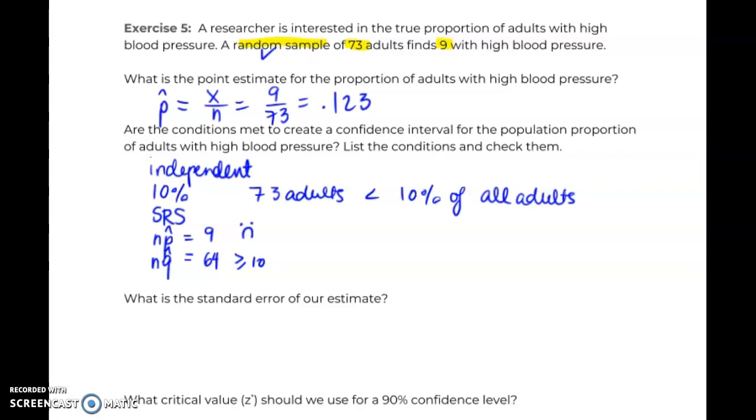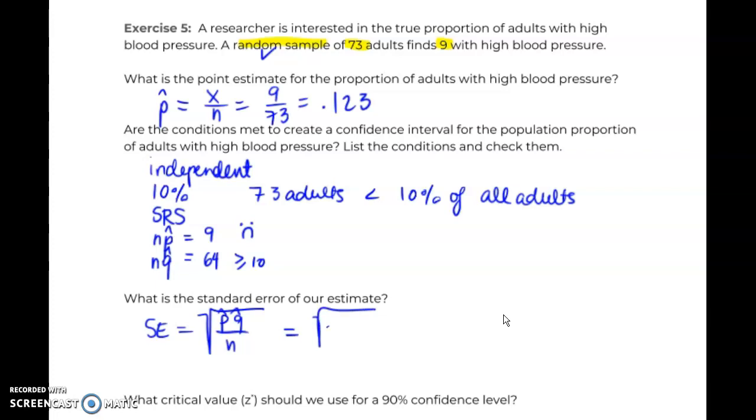What is the standard error of our estimate? So since our value is not greater than 10, our distribution may not be approximately normal. So we have to just be a little careful. But again, our value is very close. So what's our standard error? The standard error is our estimate of the standard deviation. And since we don't have a population proportion, we're going to use the p hat instead. So we're going to use our sample proportion to estimate the population proportion. And we're going to use this formula, the square root of p hat times q hat over n.